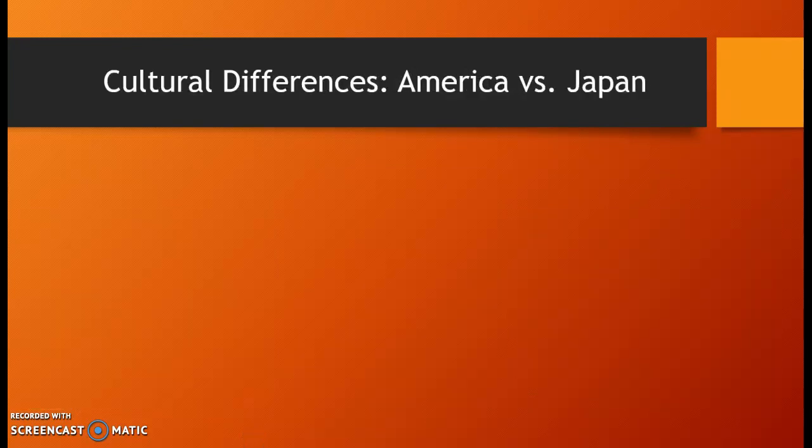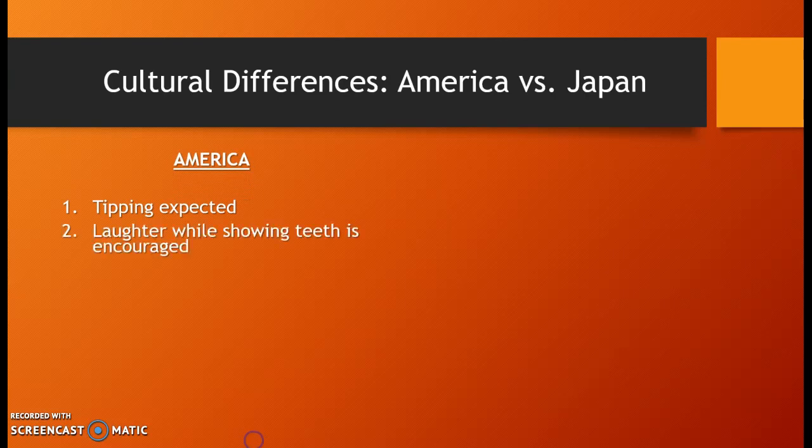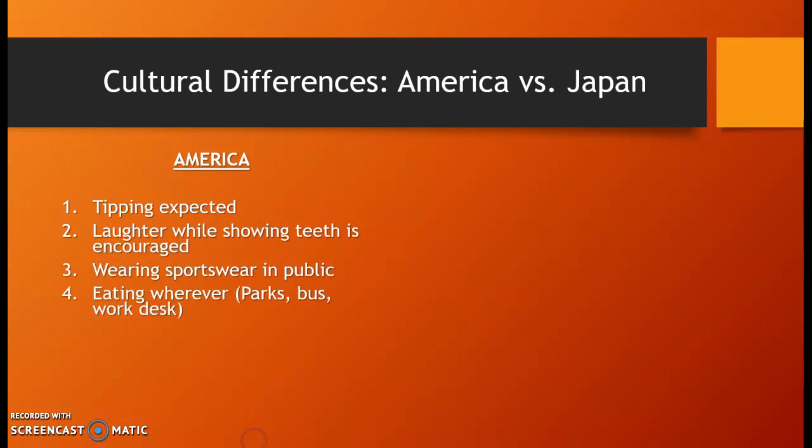Cultural differences. In America, tipping is expected. Laughter while showing teeth is encouraged. Wearing sportswear in public is widely accepted and seen almost everywhere. Eating wherever you'd like, such as in parks, on a bus, or at your work station, is pretty much commonplace. Blowing your nose in public is also an accepted behavior.